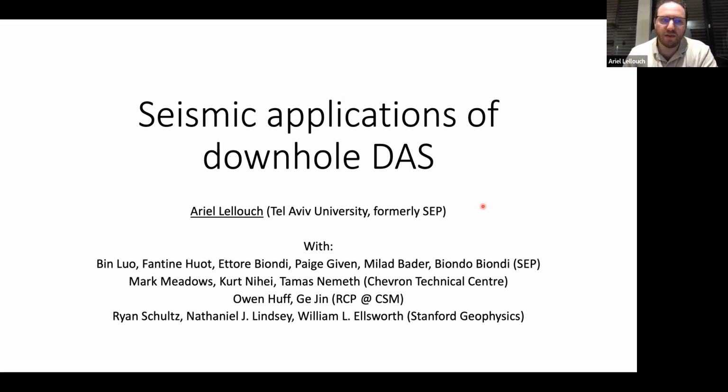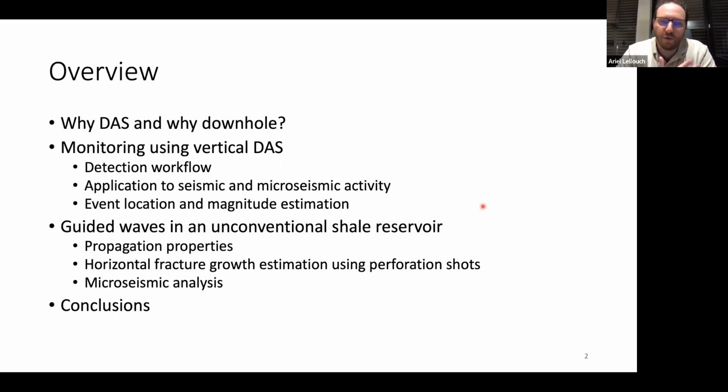So we'll start with why distributed acoustic sensing, DAS, fiber sensing, in general, and more specifically, why the downhole environment. And then the two main portions of the talk, they're quite applicative. We'll start with seismic monitoring with vertical arrays. I'll describe a pretty cool and easy to implement detection workflow, how we applied it to both seismic and microseismic activity in the geothermal project, and a little bit of more advanced analysis, event location, and magnitude estimation.